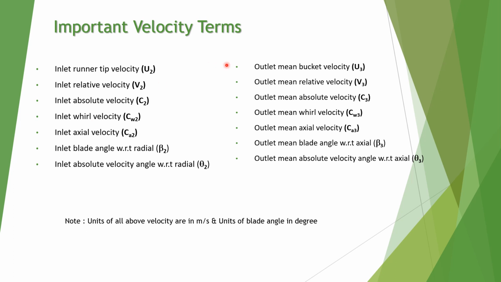Now outlet condition. Outlet mean bucket velocity or blade velocity is u3. Outlet mean relative velocity is v3. Actually it should be blade, not bucket. And outlet mean absolute velocity is c3. Outlet mean whirl velocity is cw3. Outlet mean axial velocity is ca3. Outlet mean blade angle with respect to axial is beta 3. Outlet mean absolute velocity angle with respect to axial is theta 3. So all the velocities are in meter per second and the unit of blade angle is degree.